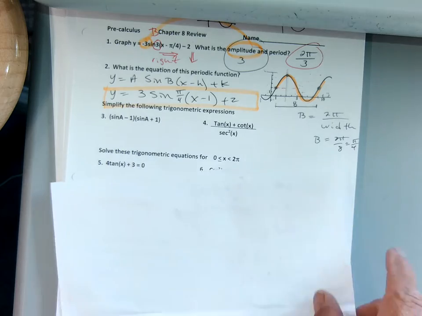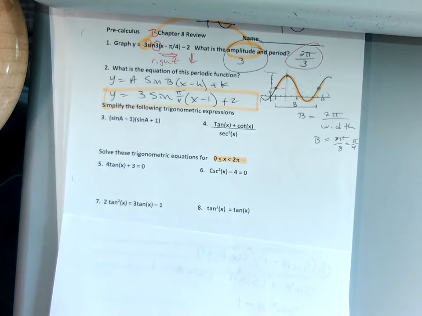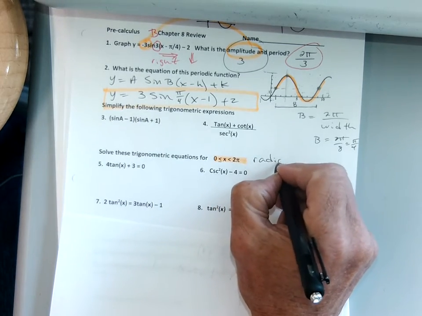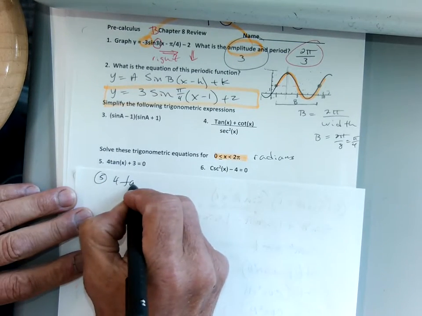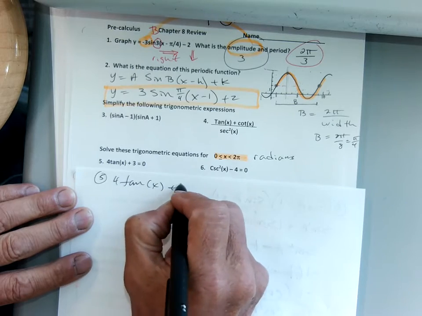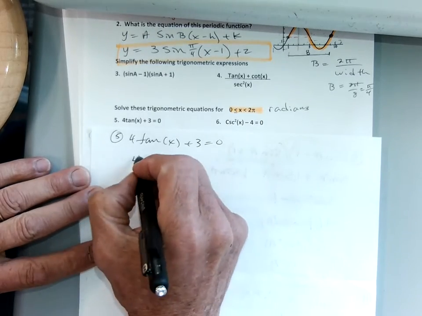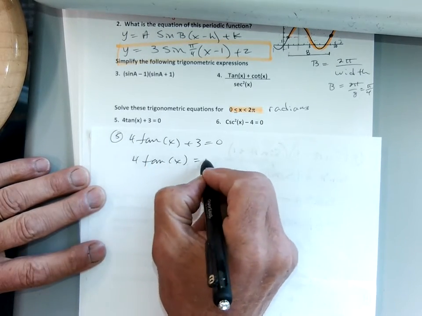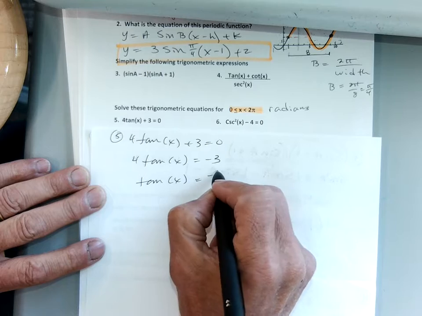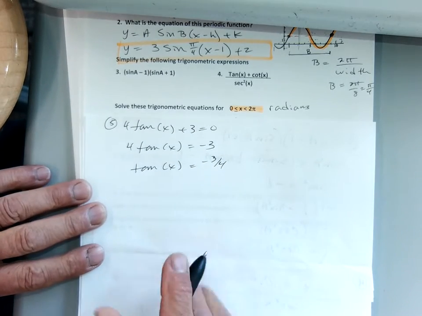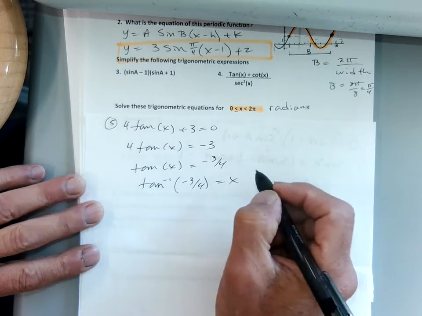Number 5. Okay, I've got to solve, and it's in terms of radians. So if I need my calculator, it had better be in radian mode, right? I know for sure radians, and I've got to solve. Number 5: 4 tangent of x plus 3 equals 0. So let's solve. Minus 3, divide by 4, right? I need the angle, so I'm going to take the tangent inverse of negative 3/4 to get my angle, okay?